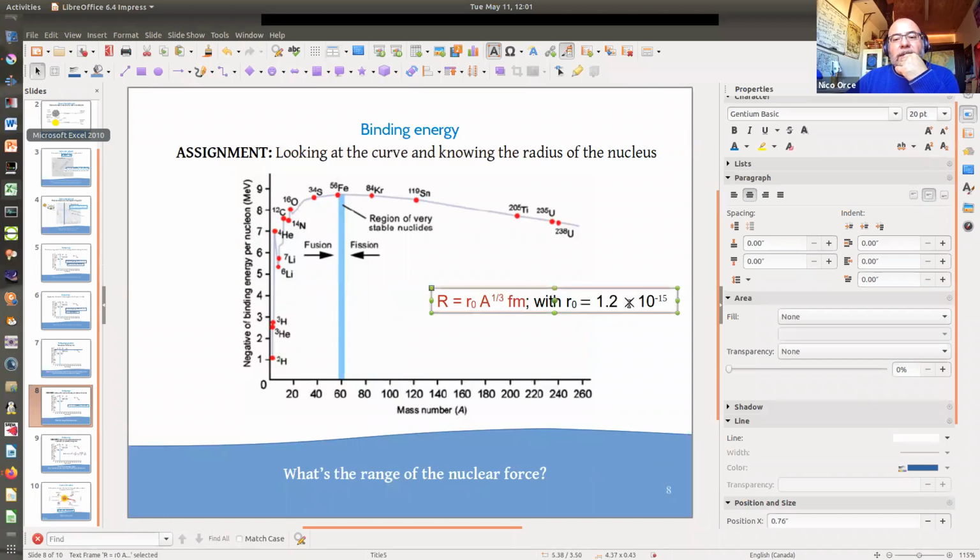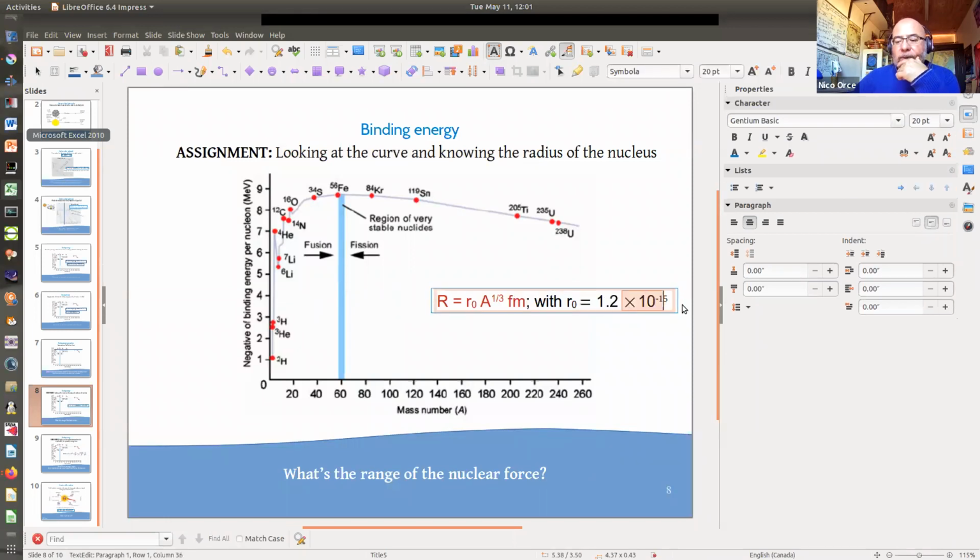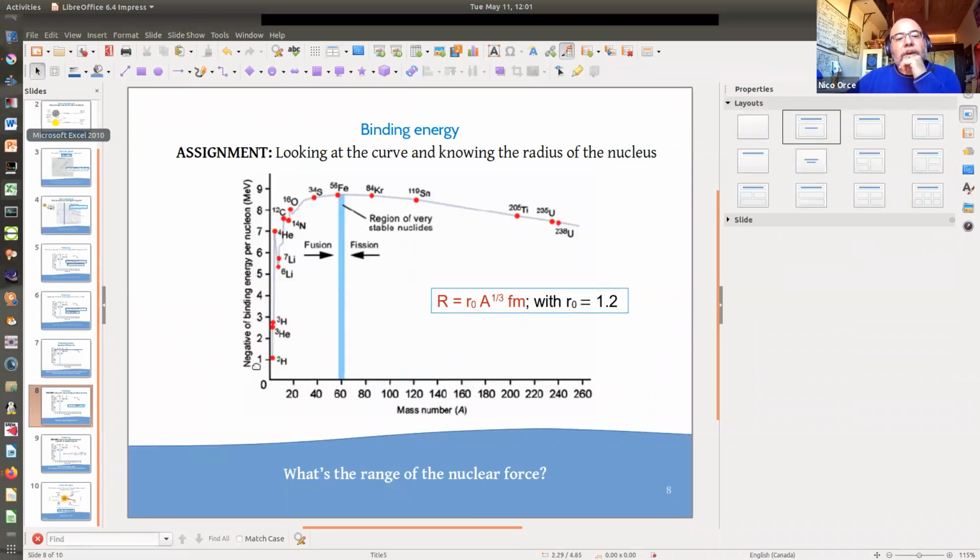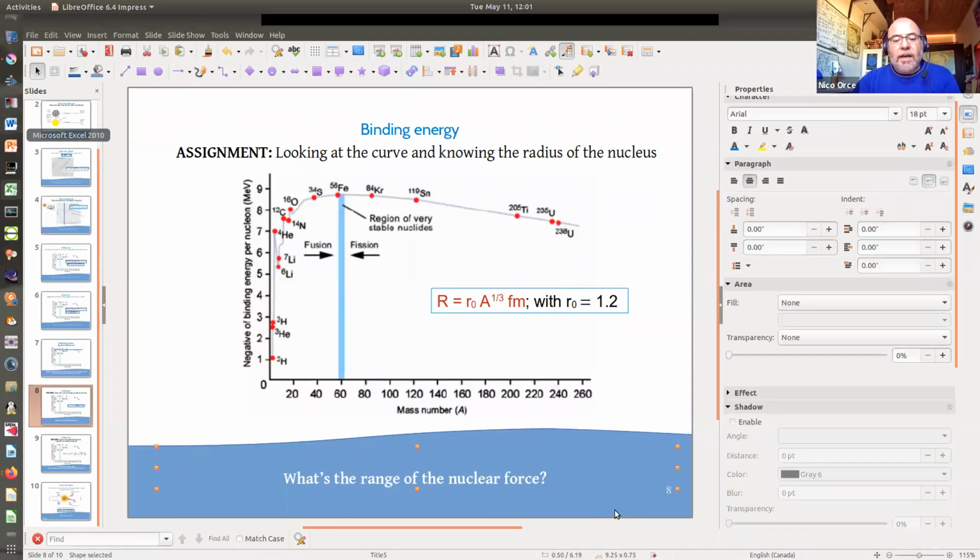So there's no mistake. Let's remove this thing. You know, it's already in Fermi. So we're going to deduce what is the range of the nuclear force. This is a smart idea that you're going to learn.